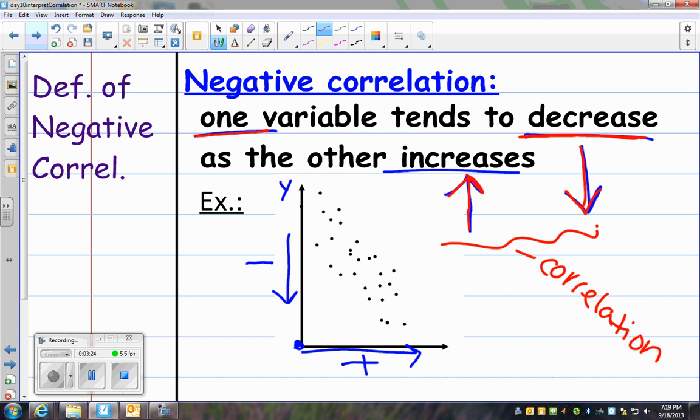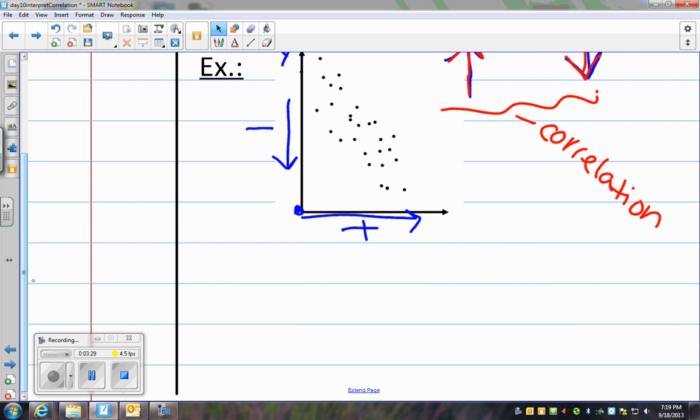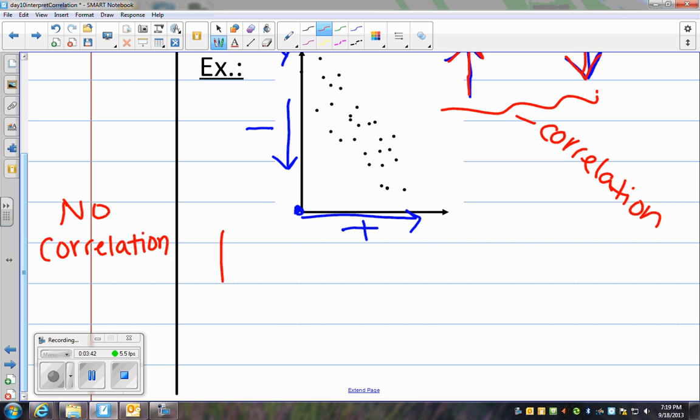Now there's one more we need to talk about, and that is a no correlation. Okay, so I'm going to write no correlation on the side. And basically what that is, on an x and a y, is the data is just all over the place. There really is no slope. Okay, so that just means there's really no way of the numbers going in one direction or going in the other. It's kind of all over the place. That is a no correlation.